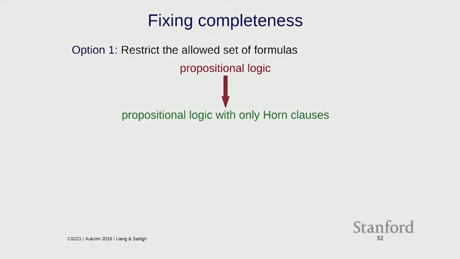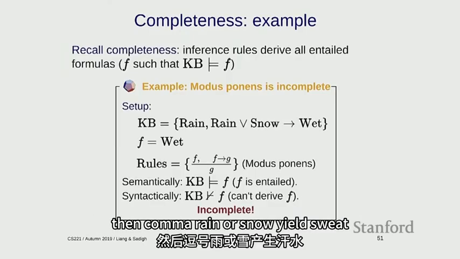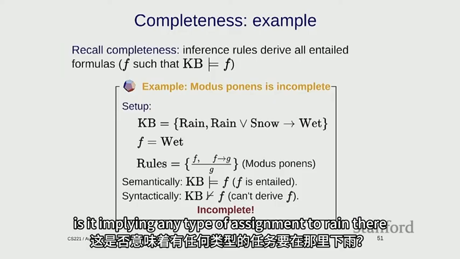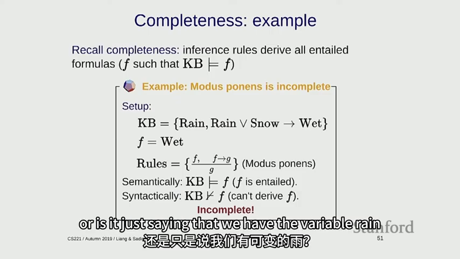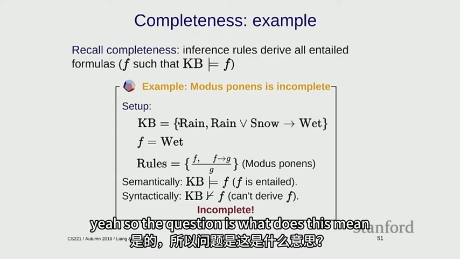Question? Yeah. For the notation, when it says KB equals rain, comma, rain or snow yields wet, is it implying any type of assignment to rain there? Like, is it saying that it is raining, or is it just saying that we have the variable rain? Yeah, so the question is, what does this mean?